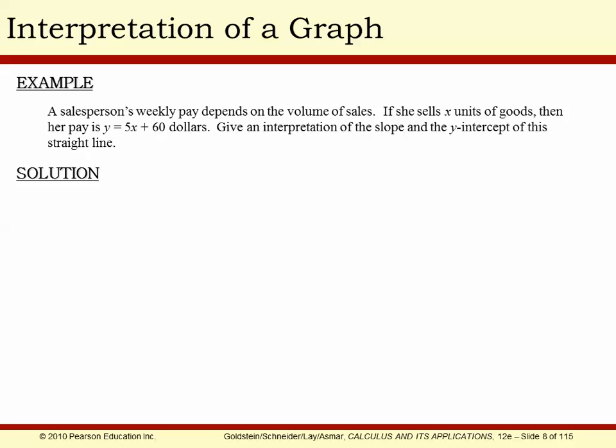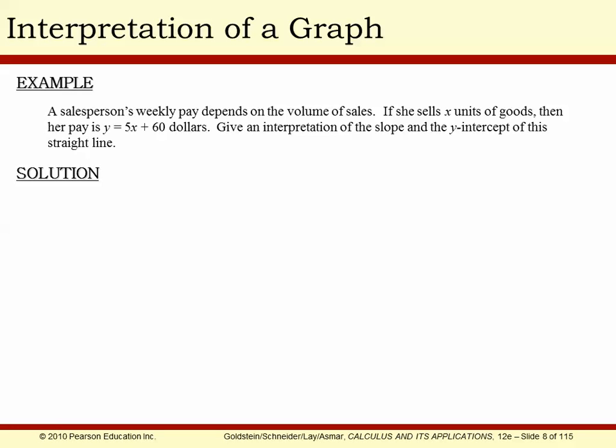If she sells X units of whatever good she's selling, then her pay is given by the equation y is equal to 5x plus 60. Okay, so this is an equation that tells her how much she's earning, and the amount is in dollars. So give an interpretation of the slope and the y-intercept of the straight line.